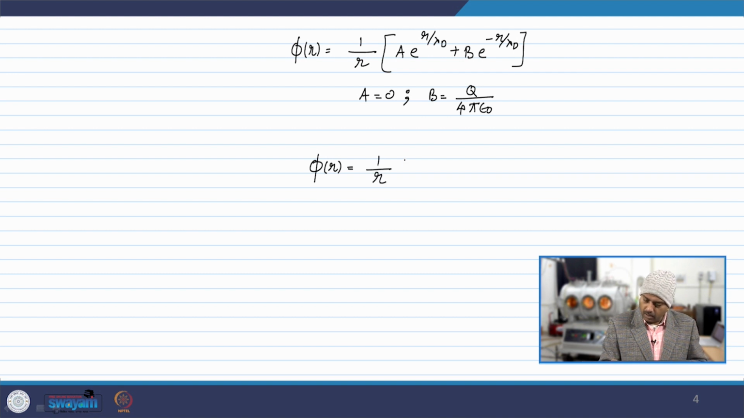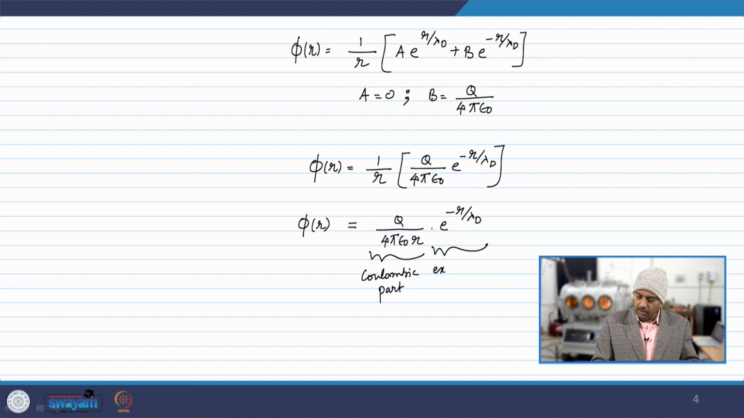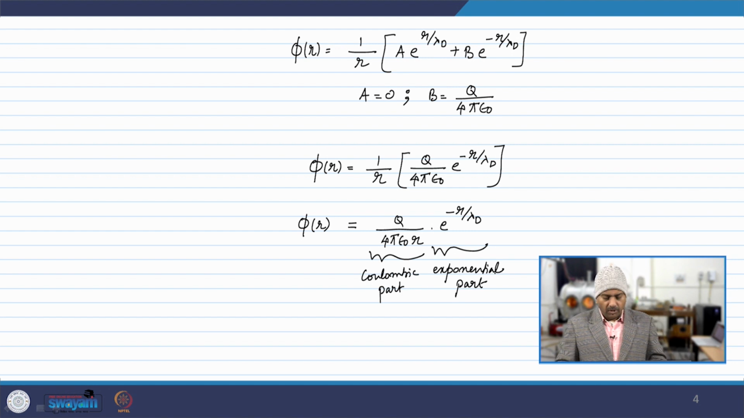One by r times q by 4 pi epsilon naught e to the power of minus r by lambda d. I will rewrite it for convenience, like this. Okay. Now you see what I have done? You have the coulombic potential, the coulombic part, as it is, and then you have the exponential part. This is where things become interesting. Coulombic part and exponential part.